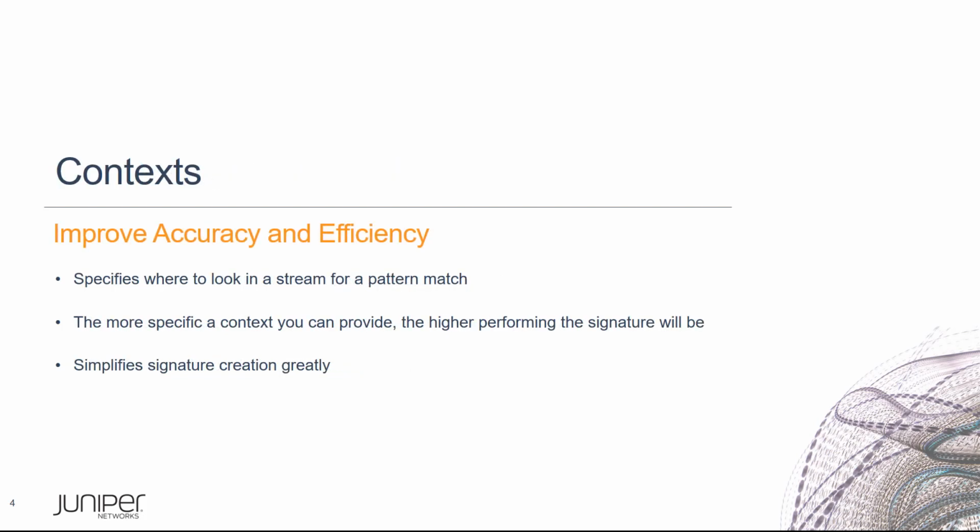AppID contexts, just like IDP's, tell the engine specifically where to look in a stream for a pattern match. As you would expect, limiting the inspection to a particular type of field or header within the stream can dramatically improve the performance of the signature. As an added bonus, context can significantly reduce the learning curve for signature development as well. So if the engine handles the complexity of limiting pattern searches to the user agent header, as an example, it avoids the administrator having to understand the correct bytes, flags, and/or regex involved to do that on their own.